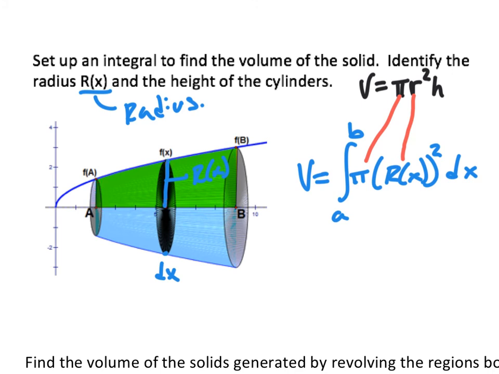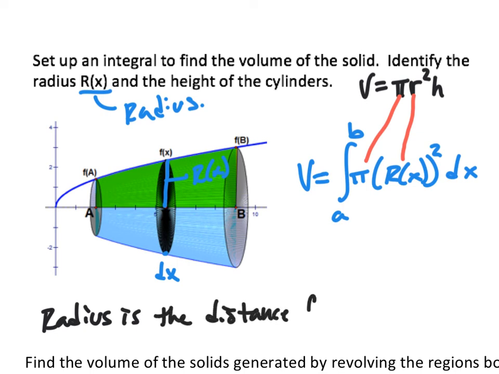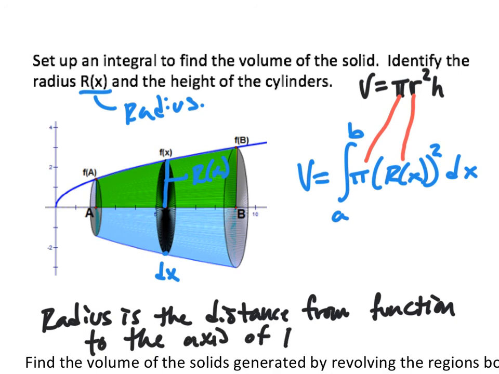So let's write that here real quick: the radius is the distance from the function to the axis of revolution. Okay, always. All right, and then coming back over here, the height of each of those cylinders is dx. Okay, so that's how we get this, and this is the general formula that we can use.